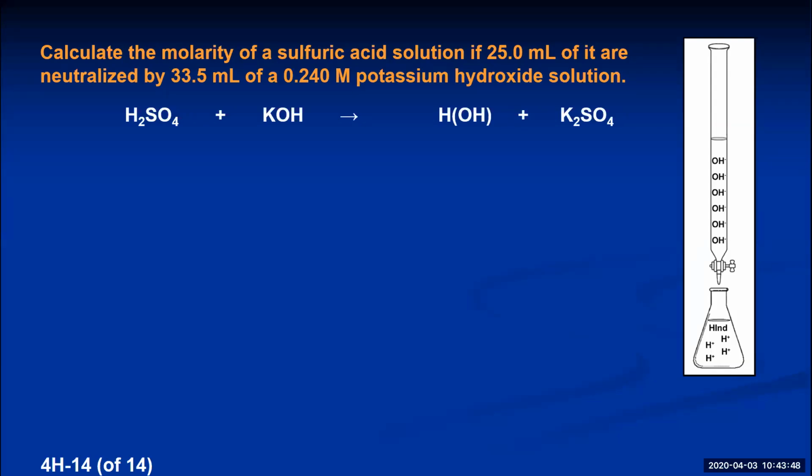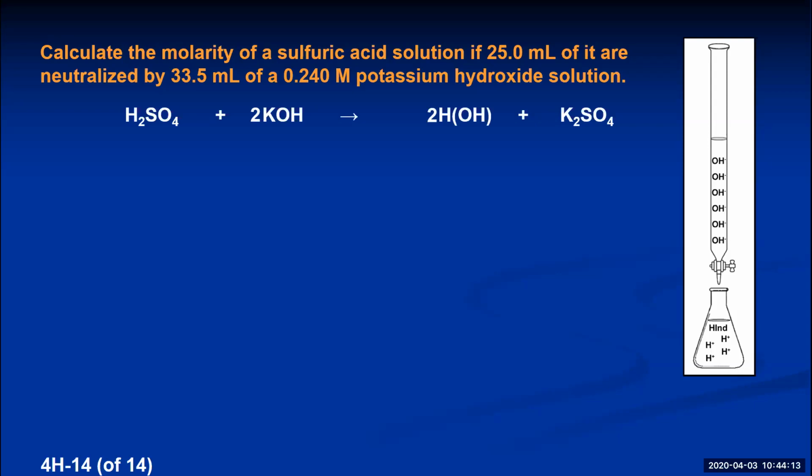To balance this, I have two free hydrogens on the left side. So to get two free hydrogens on the right side, I'll put a 2 in front of the water. That makes two hydroxides now on the right side. So to get two hydroxides on the left, I'm going to put a 2 in front of the KOH. Now my equation is balanced because I also have then one sulfate, and two potassiums.